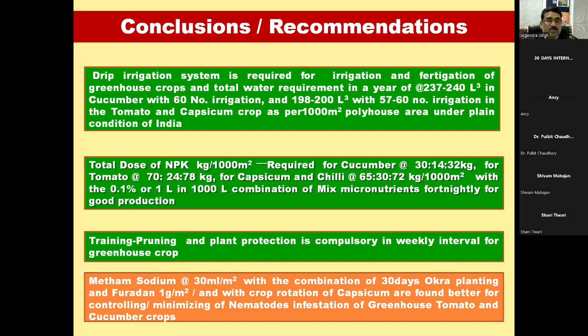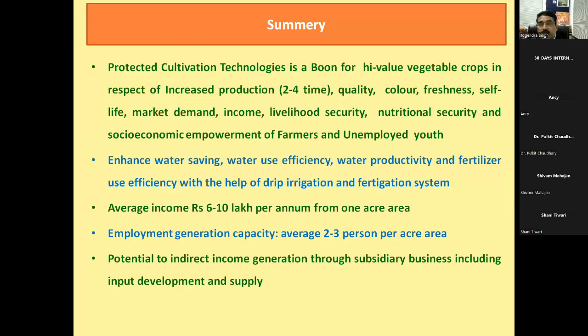So the total dose of NPK for a 1000 square meter area required is for cucumber 30, 40, 32 kg, and for tomato 70, 24, 78 kg, and for capsicum. Training and pruning are required, and for plant protection and the other chemicals, we can use those in the nursery.